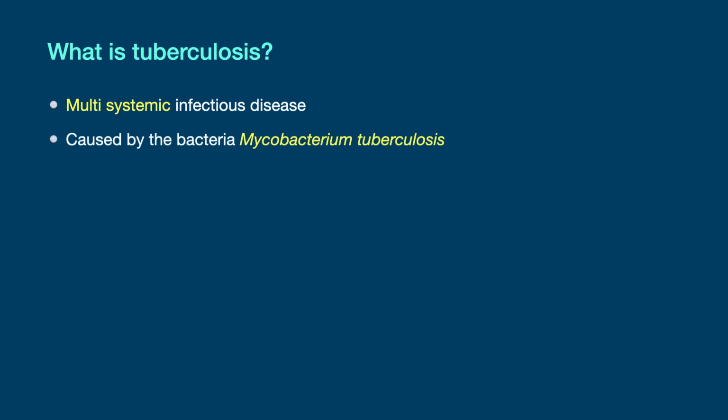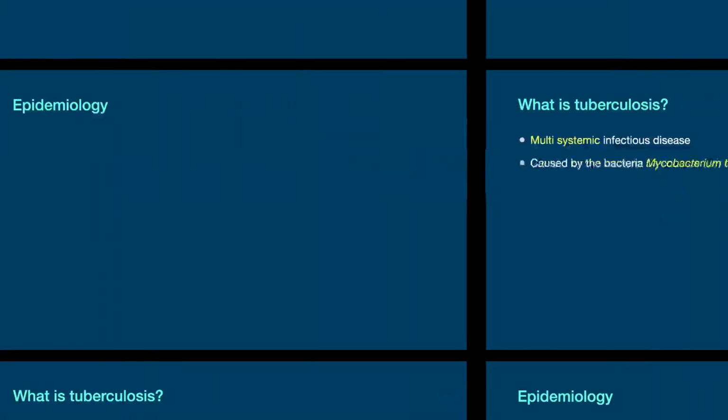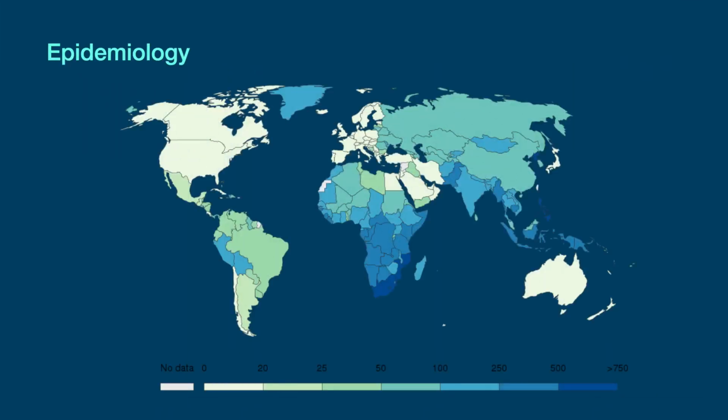Tuberculosis is a multisystemic infectious disease caused by the bacteria Mycobacterium tuberculosis. What does the epidemiology look like? About 30% of the world's population have latent infection. At any one time, about 10 million people across the world have active tuberculosis infection.